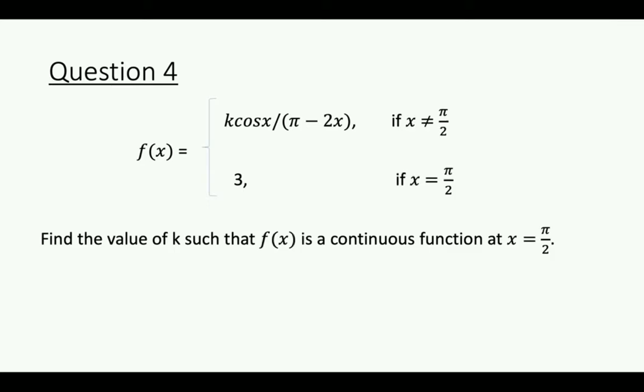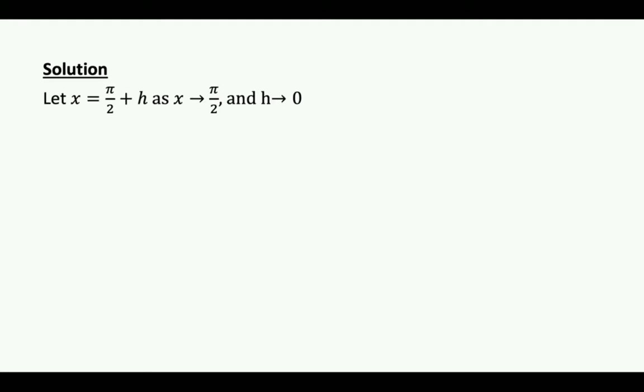Question 4. Find the value of k so that f(x) equal to k cos x upon (pi minus 2x) if x not equal to pi by 2, and 3 if x equal to pi by 2 is continuous at x equal to pi by 2. Now, let x equal to pi by 2 plus h. As x tends to pi by 2, h tends to 0.